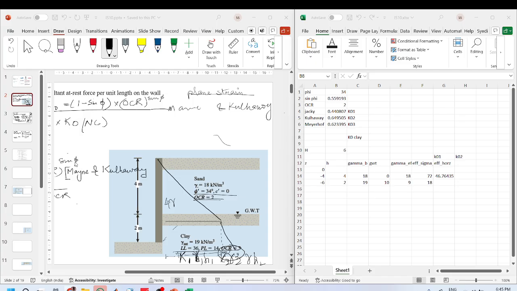So let's use this formula. Basically, these are all empirical formulas now. We have K naught equals 0.19 plus 0.233 log of plasticity index, given by Kenney, 1959.